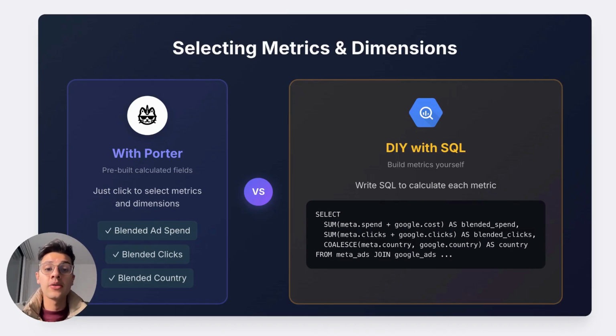Instead, if you do it using SQL natively inside Google BigQuery, you will have to write something similar to the black box you are seeing there. That is a SQL query. You will have to manage the join between the two tables and manage the calculation for each metric and each custom dimension you want to create. Now that you know that, we're going to go to our dashboard and select some metrics and dimensions so you can see how it works.